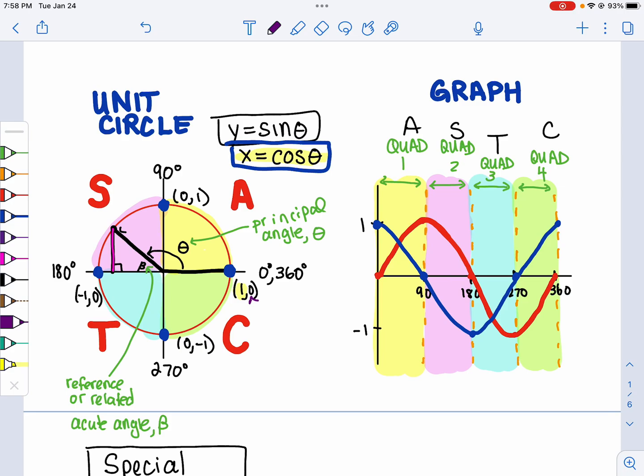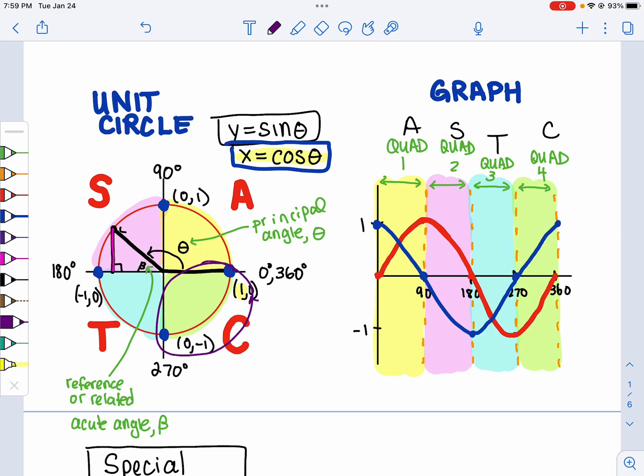Then we get to quadrant 3, so down here the blue. You can see how sine and cos are both negative in this quadrant. So they're both below 0 on the y-axis. And then in this quadrant over here, just cos is positive. So see how our blue graph, which is cos, is positive, but our sine curve is still negative.